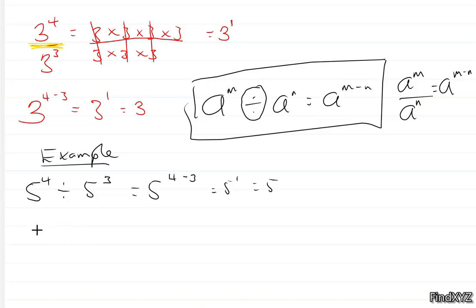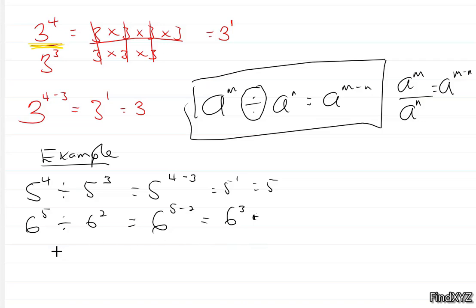Let's try another example. So if I have 6 to the power of 5 divided by 6 to the power of 2, what can I do? Because the bases are the same and they are dividing, I can just write 6 and subtract the powers, which is 5 minus 2. That will give us 6 to the power of 3.